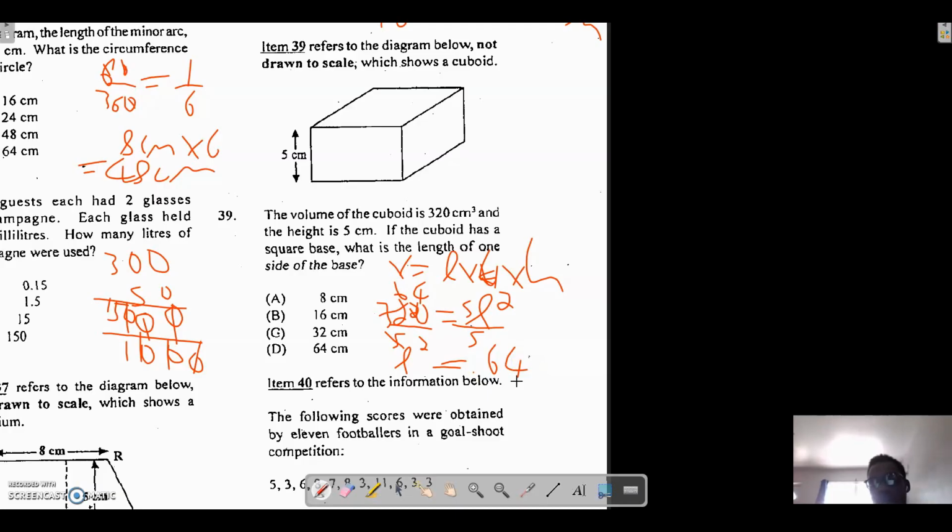So since it's square, all we have to do is square root it, right? What times itself gives us 64? It's 8. So the length of one side is 8 centimeters.